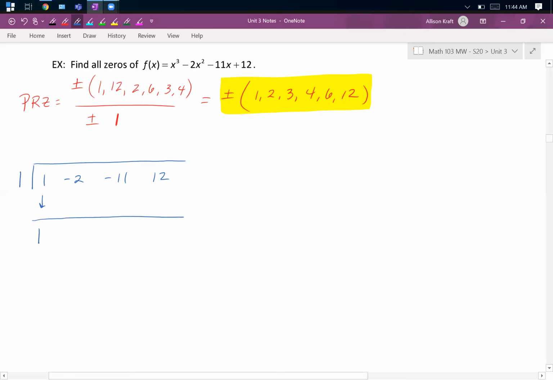All right. So we perform our synthetic division and super happy, remainder of 0.